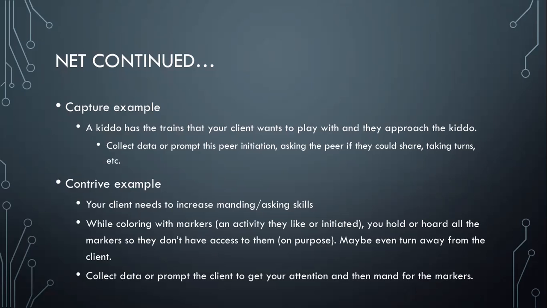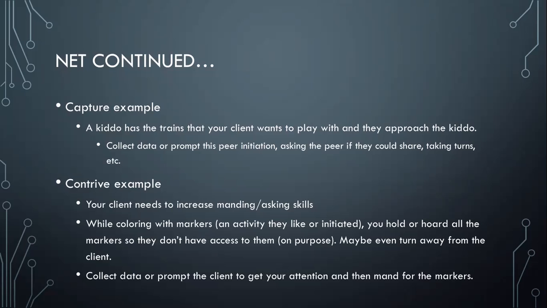So maybe you have to make those very natural changes to the environment where we are then evoking those responses. So for example, when I'm contriving manding targets, maybe we're coloring with markers. We're just chilling at the table and we are coloring with markers because NET can happen at the table. I'm probably going to hold or hoard all of the markers. I'm going to keep them all to myself on purpose because I'm contriving, and I'm going to wait. I might even turn away from the client and look the opposite direction.